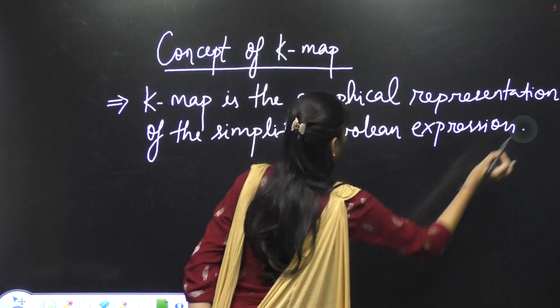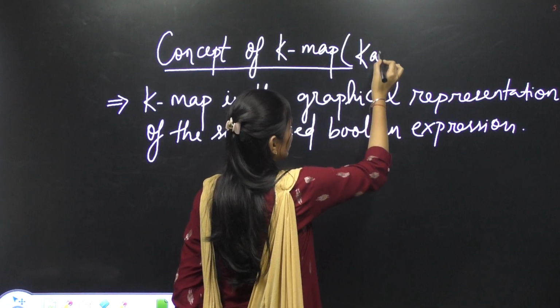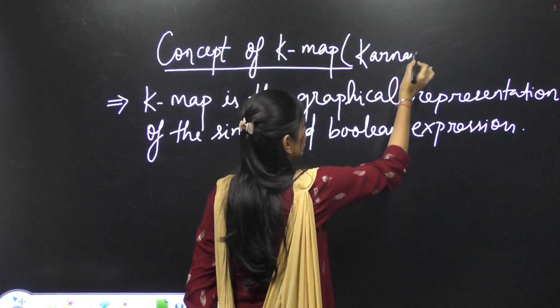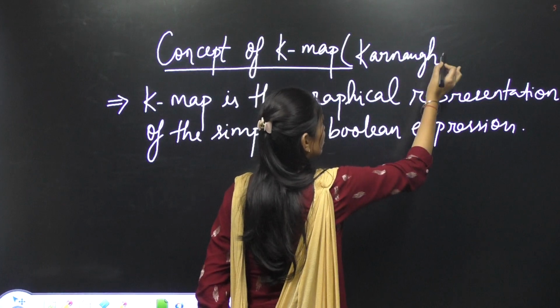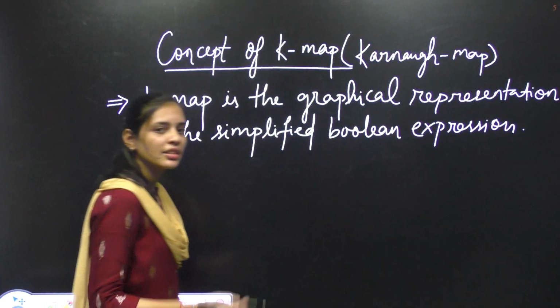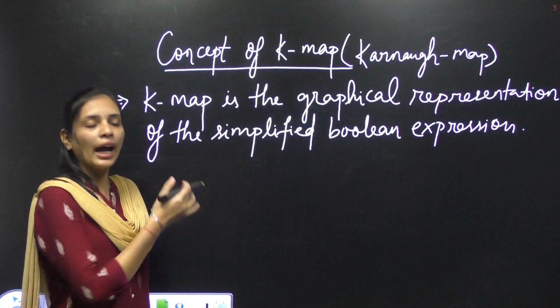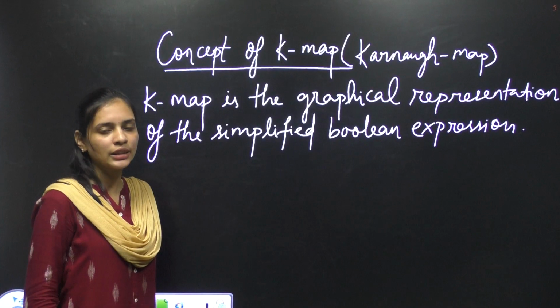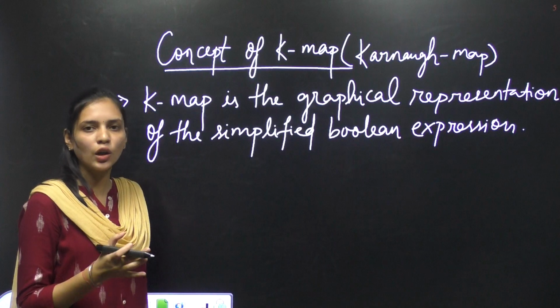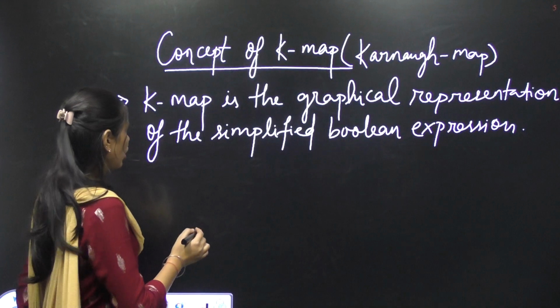This K-map is called the Karnaugh map. It is the representation of the simplified version of the Boolean expression, and by representing the Boolean expression in the K-map, we are sure that the expression we are getting is the minimal among all.